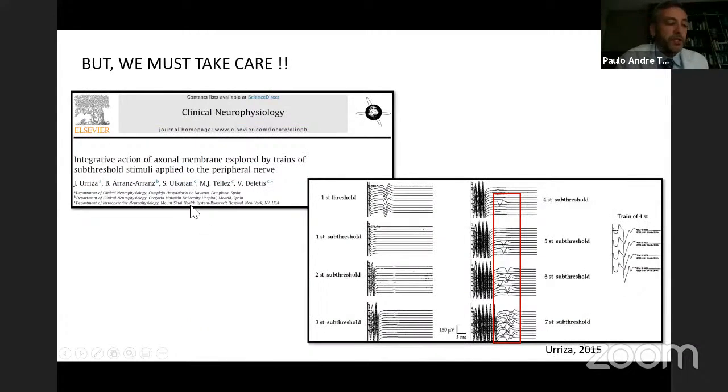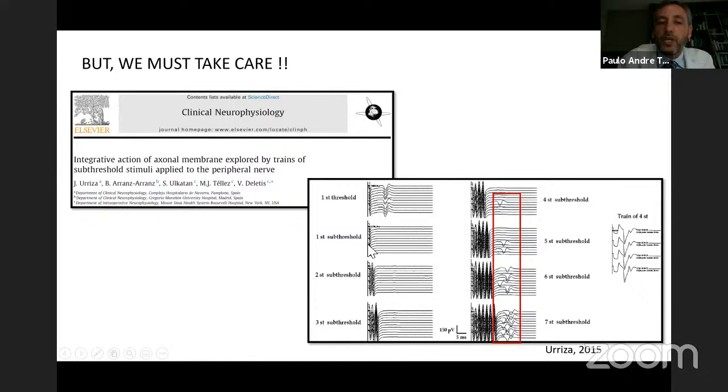In a paper published in 2015, Javier Urriza and colleagues raised the doubt about the central origin of the corticobulbar MEP. They showed in the median nerve, they stimulated the median nerve at threshold and at sub-threshold. They found the threshold of the stimuli. How can we do this? We increase the intensity of the stimuli progressively, and we will see when the CMAP will appear in the median nerve. It's a peripheral response.